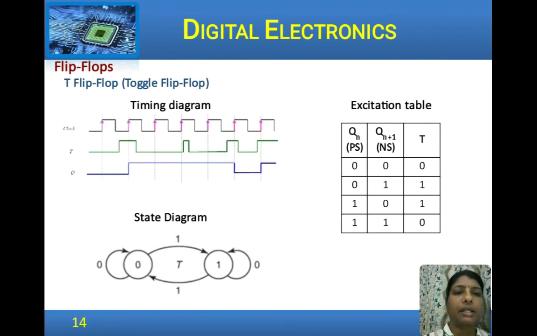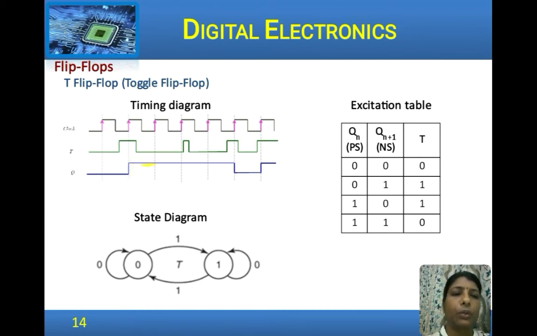The timing diagram for a T flip flop. Here it is positive edge triggered, so the arrows are shown indicating it is positive edge triggered. Whatever be the value of T, if it is 0, the output will remain in the same state. If it is 1, it toggles. So at this clock, T is 1, so output toggles.